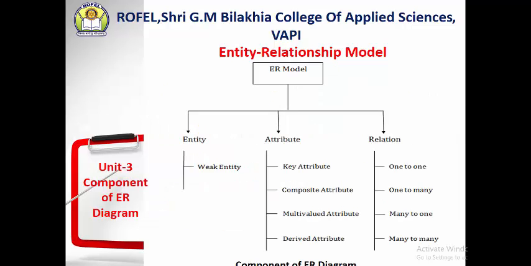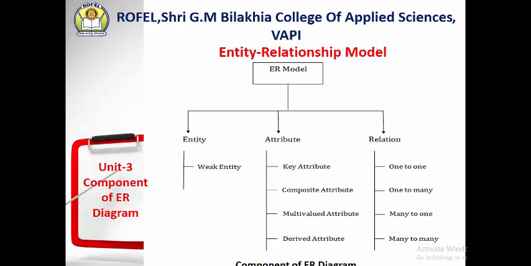ER model contains different components. There are entities, attributes and different relationships. The entities are weak entity and strong entity. Different attributes, for example, a table that is a student. Student is a kind of entity and the attributes of the student entity are roll number, name, marks, percentage, result, like that. So different kinds of attributes are there: key attribute, composite attribute, multi-value attribute, derived attribute and many more. We will learn in detail.